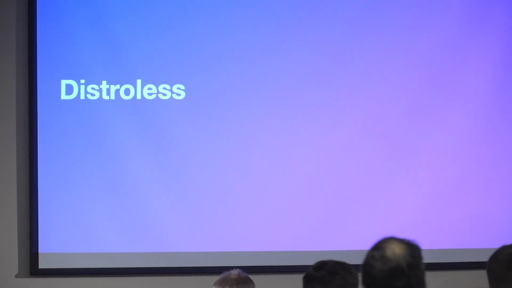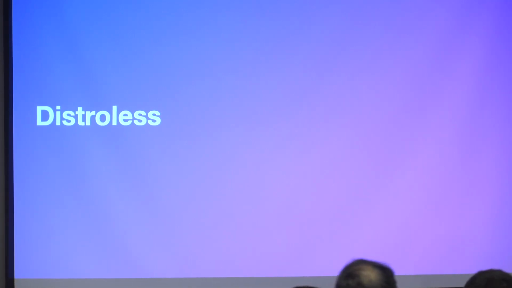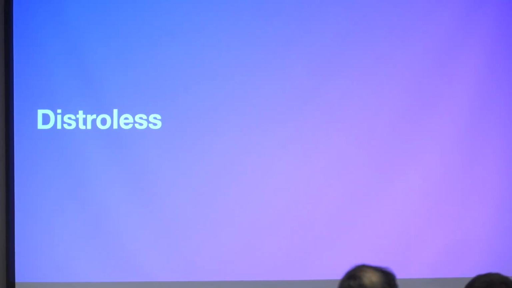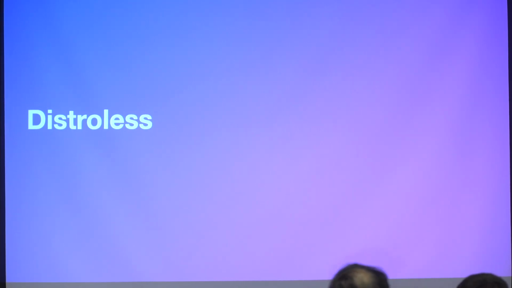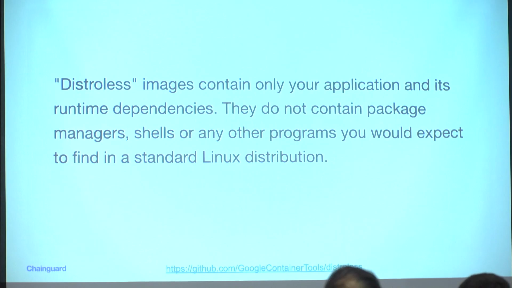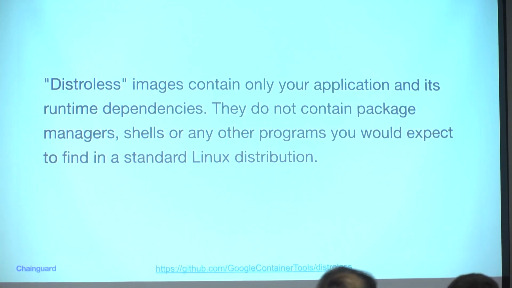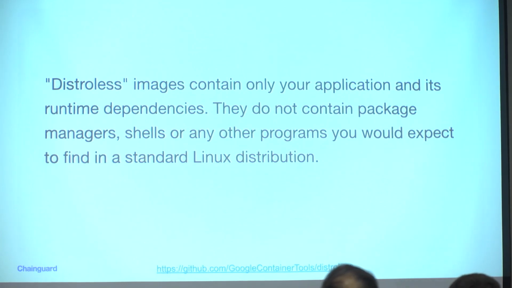Also distroless. So, starting to get away from Docker build, that Dockerfile that has all those different dependencies. Bazel, KO, and Jib are kind of doing this thing that's called distroless. How do you want to define it? This is the definition from Google, who have been championing or pioneering this. Distroless images contain only your application and its runtime dependencies. They do not contain package managers, shells, or any other programs you would expect to find in a standard Linux distribution.